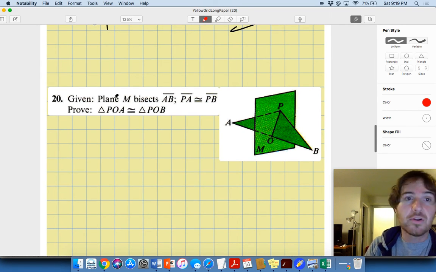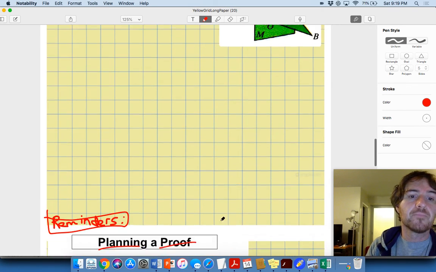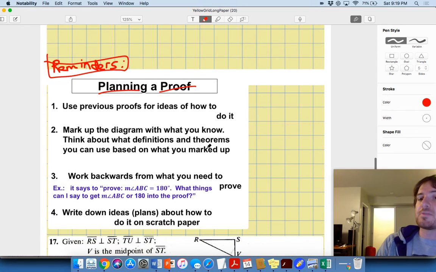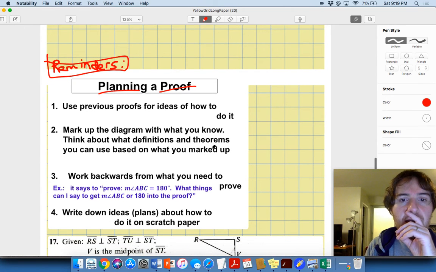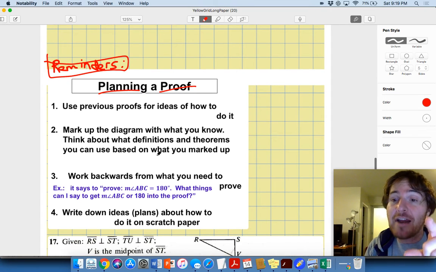These are triangles and congruent, so we're going to prove them congruent through SSS, ASA, or SAS, and we're thinking about what we need to say to get those. So that's important, previous ideas, we had that proof at the beginning that we did. Sometimes proofs are exactly the same as in other ones, so you can just do it again. But most importantly in planning a proof, mark up the diagram. Mark it up with what you know.